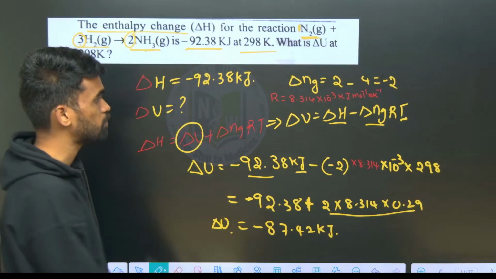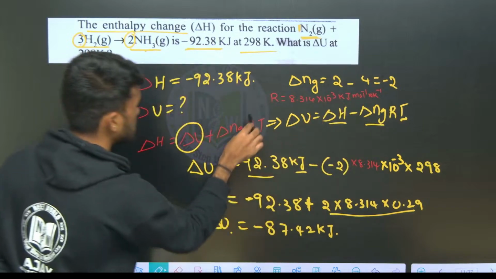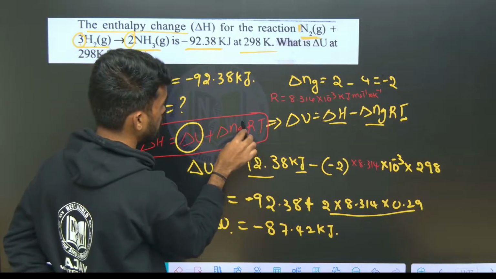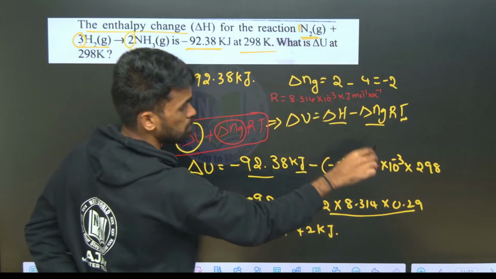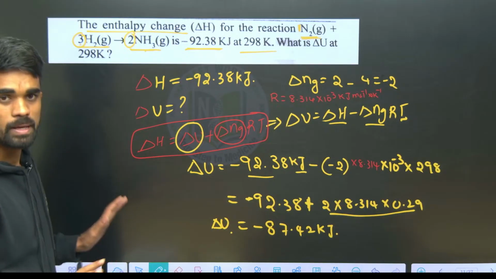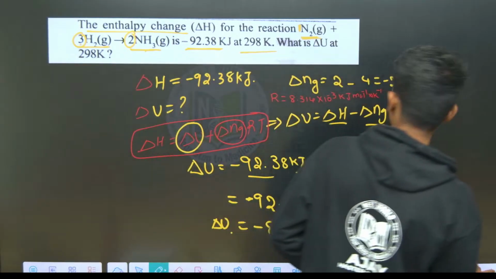What is the first primary thing you should remember? What is the relation between delta H and delta U? That's it. After that, find delta Ng properly and substitute here. That's it. Two steps only. Okay, yeah, simple. Yeah, next let us move forward.